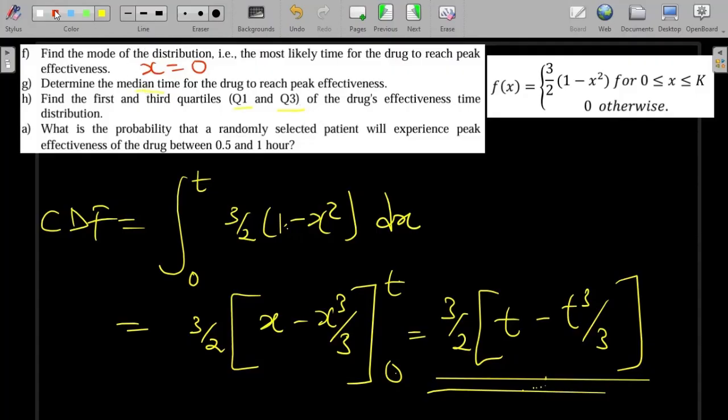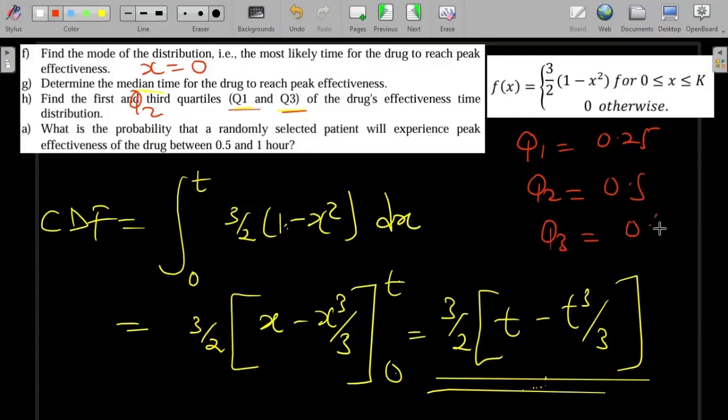So the median is the same as the Q2, and then we can also find Q1 and Q3. If we're finding Q1, we're going to equate this CDF to 0.25. If we're finding Q2, we're going to equate this CDF to 0.5. If we're finding Q3, we're going to equate this CDF to 0.75. So this Q2 is the same as the median.